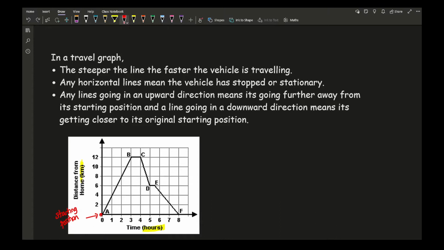So in terms of describing each of these, AB is traveling 12 kilometers, and it's taken 3 hours, away from the starting position.